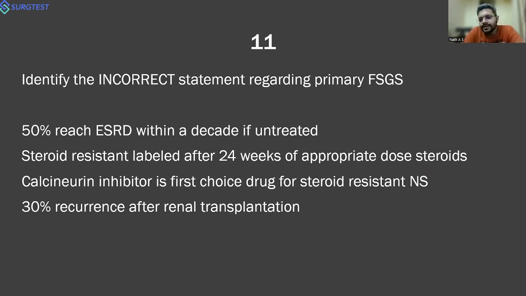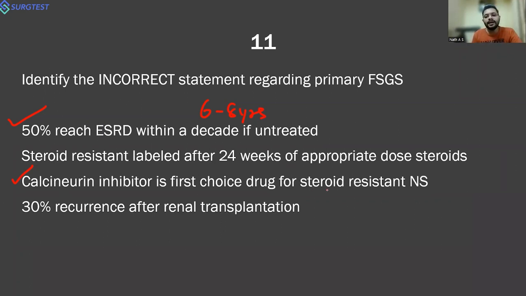The answer to this question is a frequently asked MCQ. Yes, Nilima has told B, which is the correct answer. If untreated, Harrison also mentions that 50% will reach ESRD within 6 to 8 years. That's what Harrison mentions. And calcineurin inhibitor is the first choice.